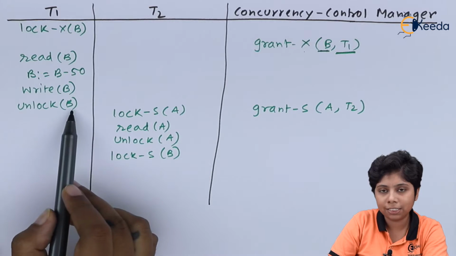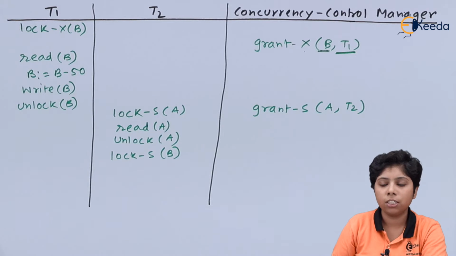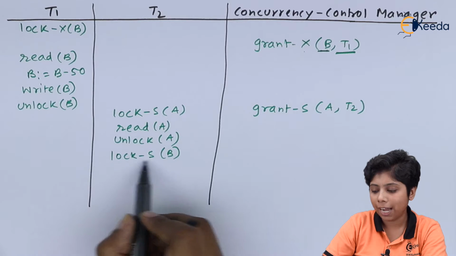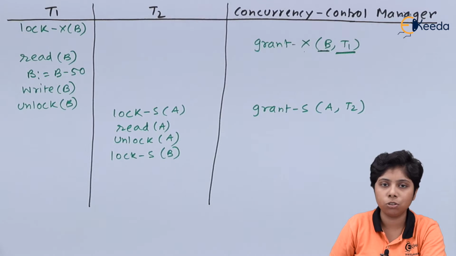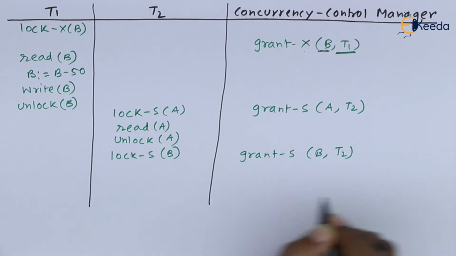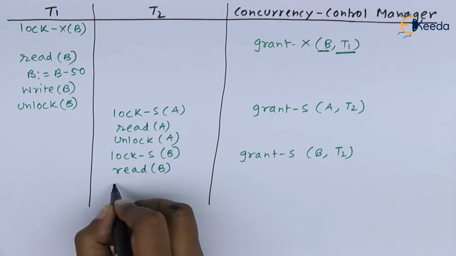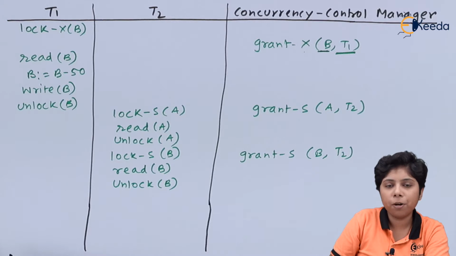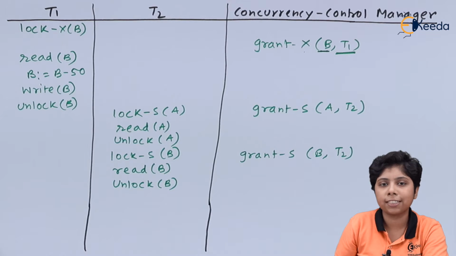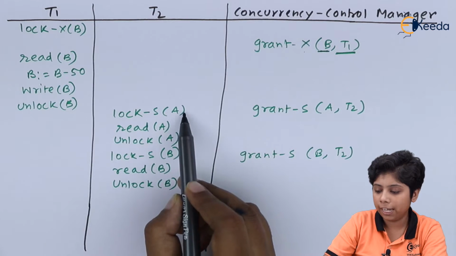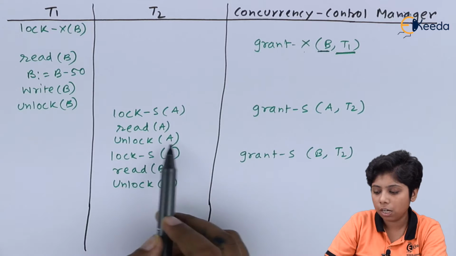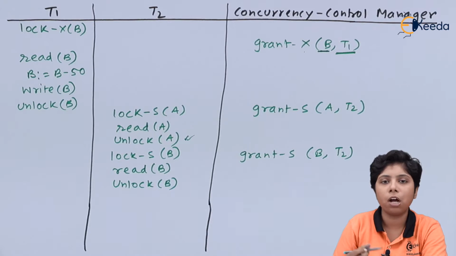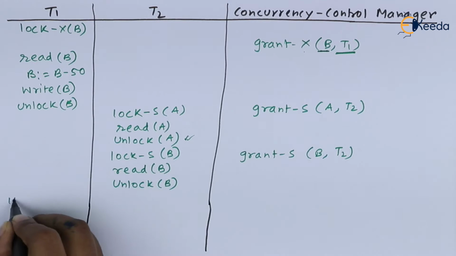After that, it has released the lock. So now B is free. So the concurrency control manager can give the shared lock of B to T2. Now, if T1 acquires a lock in exclusive mode on A, then the concurrency control manager will look for whether A has been shared by T2. After that, it has been released. So now A can again be given the exclusive lock by T1.